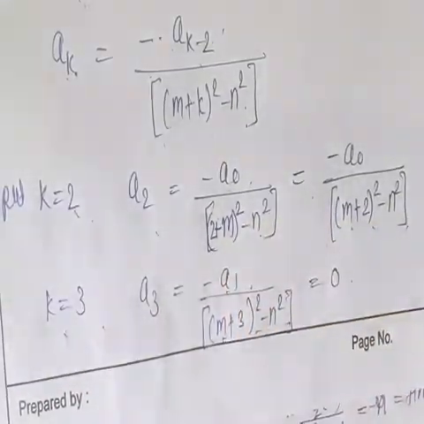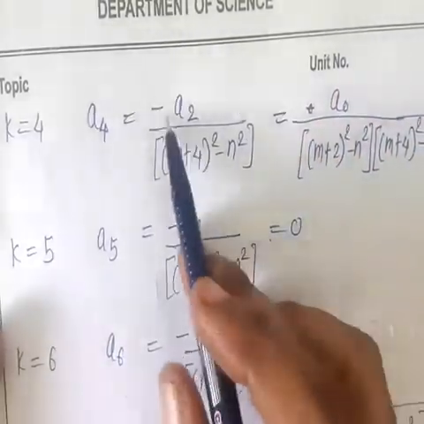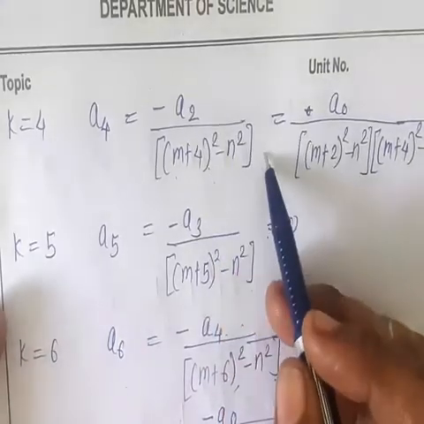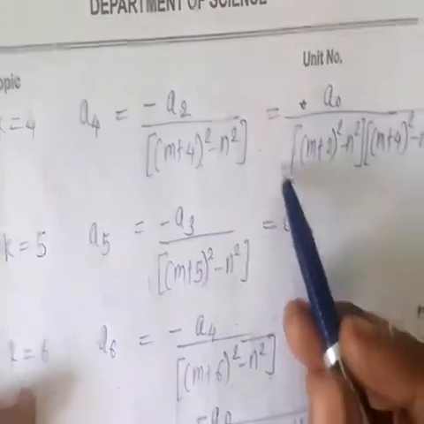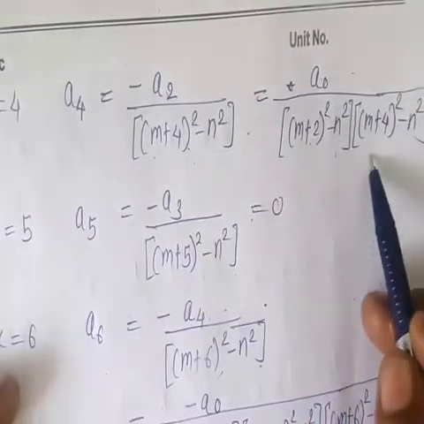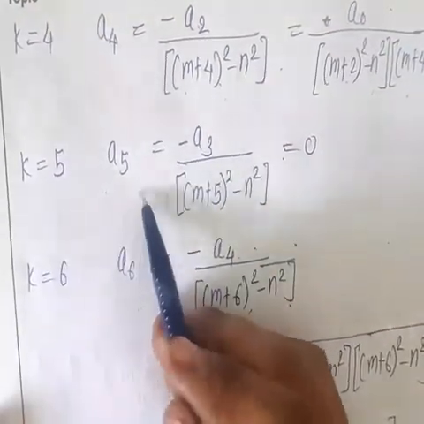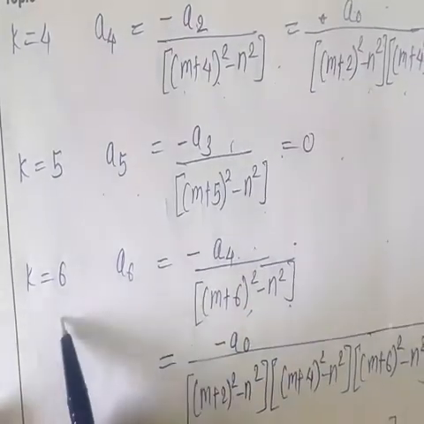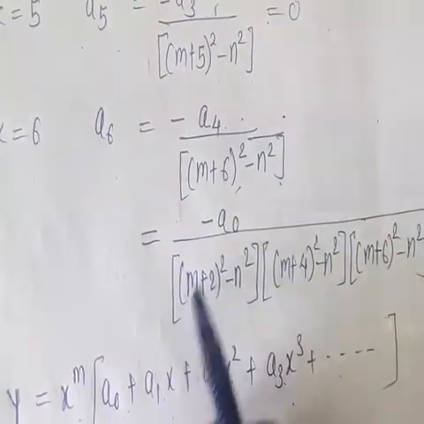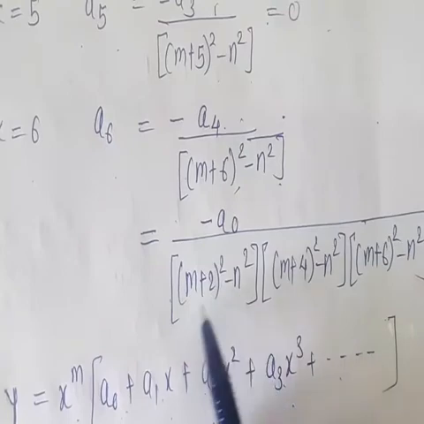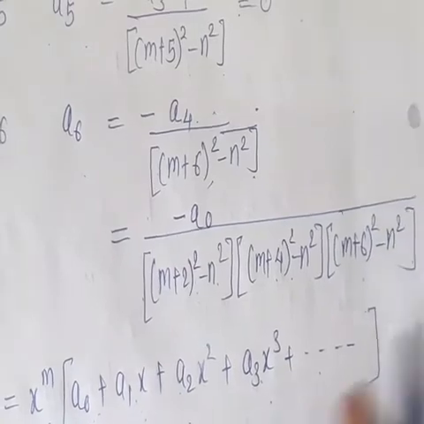So this a3 value becomes 0. Then next put k is equal to 4. So we get a4, which is minus a2 by (m plus 4) whole square minus n square. So a2 can be written in terms of a0, but it is minus minus, so plus a0 over ((m plus 2) whole square minus n square) and ((m plus 4) whole square minus n square) in the denominator. Then k is equal to 5, a5 is in terms of a3, so it becomes 0. k is equal to 6, so a6 is in terms of a4, so substituting the value of a4 here, we get minus a0 divided by ((m plus 2) whole square minus n square), ((m plus 4) whole square minus n square), and ((m plus 6) whole square minus n square).